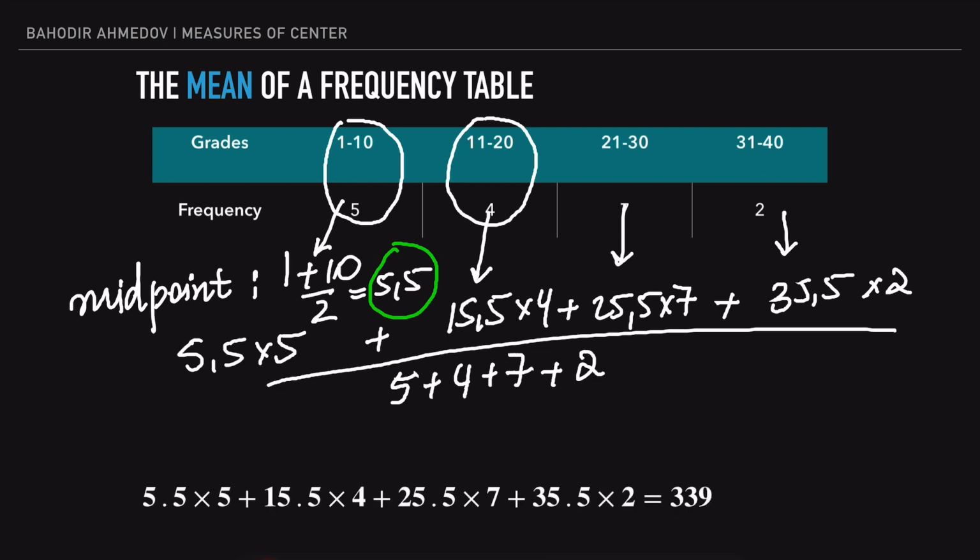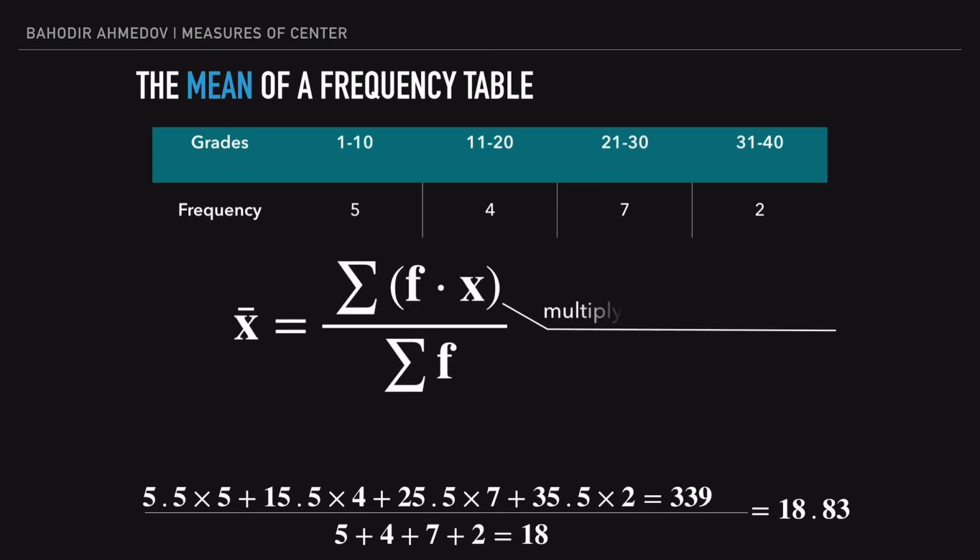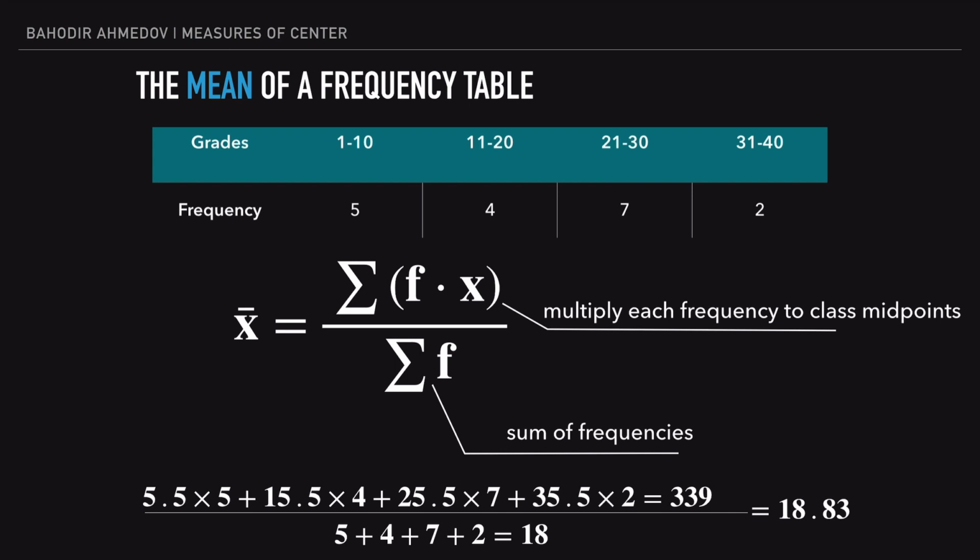So we are going to calculate the mean using this formula. By multiplying the midpoint of every class by its frequency, adding them, and dividing by the sum of the frequencies, we can find the mean. So we are going to approximate the mean of a frequency table in this way: multiply each frequency by the class midpoint, sum them, and divide by the sum of the frequencies.